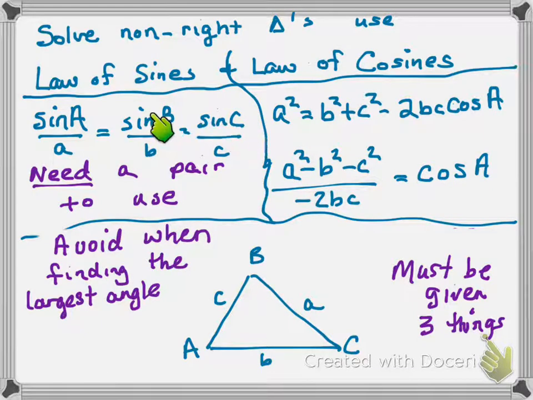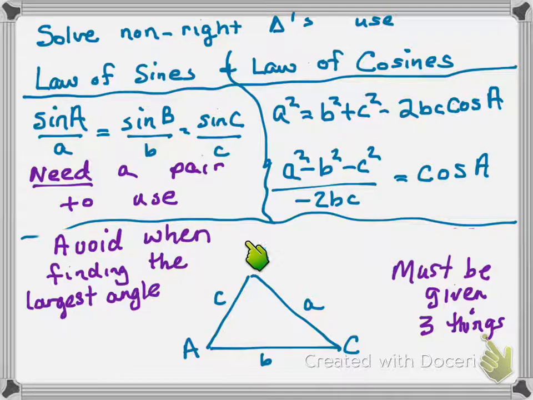And so, law of sines basically sets ratios equal. It says if you take the sine of this angle over its corresponding side, then you can set that equal to the sine of one of the other angles over its corresponding side. So it doesn't matter, you can use any two of the three to set up a proportion. In order to be able to use law of sines, you've got to have a pair. You've got to have an angle and its corresponding side. If you don't have that, you cannot use law of sines.